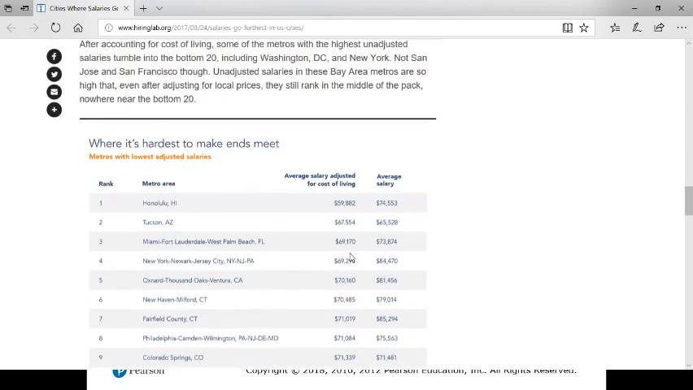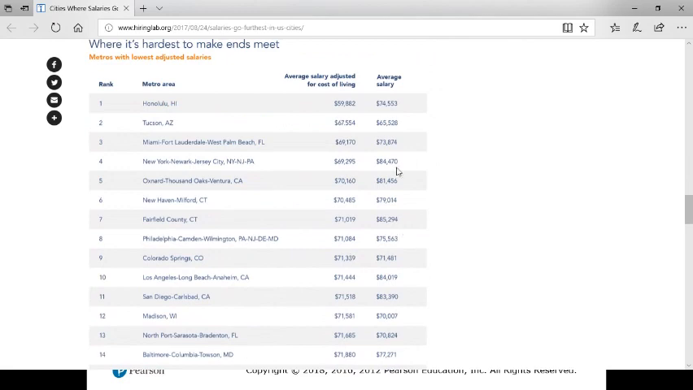If we go further down the list, we see the opposite side of the spectrum. We have metro areas for which the cost of living is expensive. So for example, here in Honolulu, in Hawaii, someone who makes $74,000 a year, because of the higher cost of living relative to the rest of the United States, the purchasing power they have is as if they make $59,000.